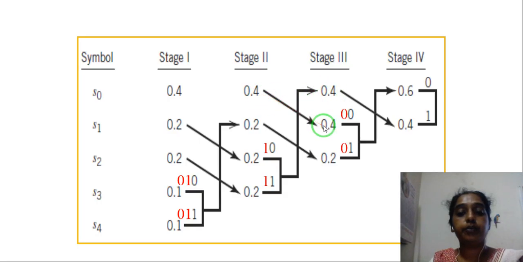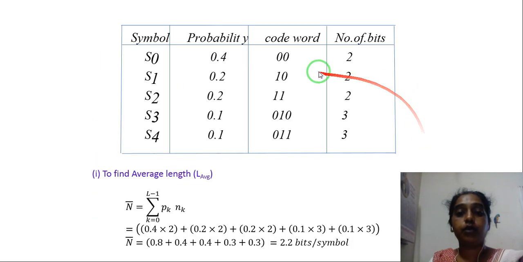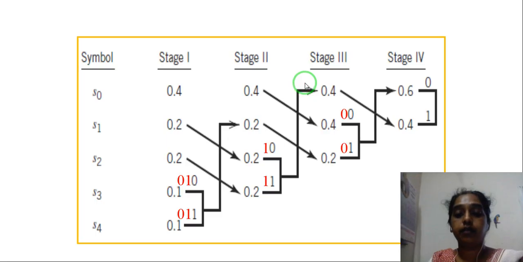This 0.4 is brought down, and this 0.2 is brought down. When we add these last two probabilities, which we have assigned 0 and 1, it comes to 0.6. We are going to consider it as the first code word. The last two, we denote as 0 and 1, and the stage ends here. Now we are going to determine the code word for each probability in the reverse order.